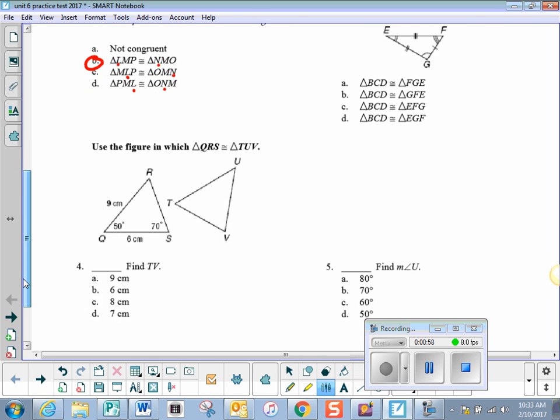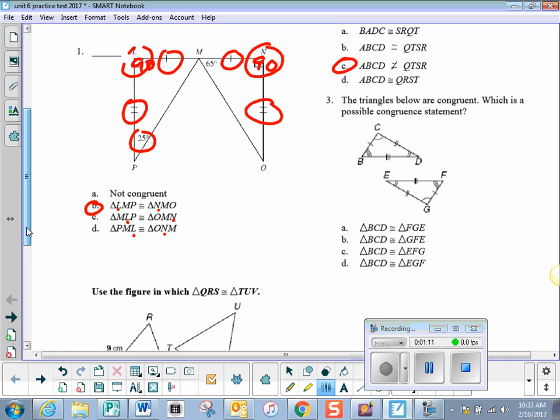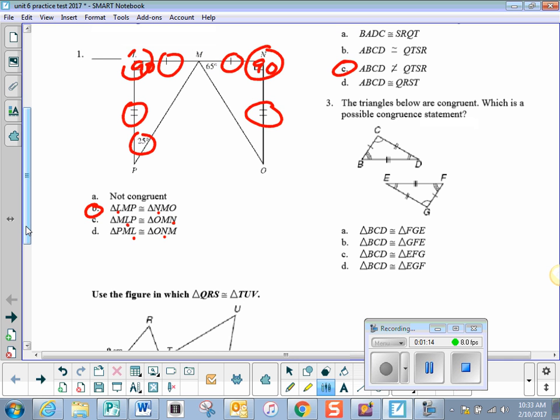Number two. Over here, what about these two? This is 5.3, this is 6.1, so they are not congruent.